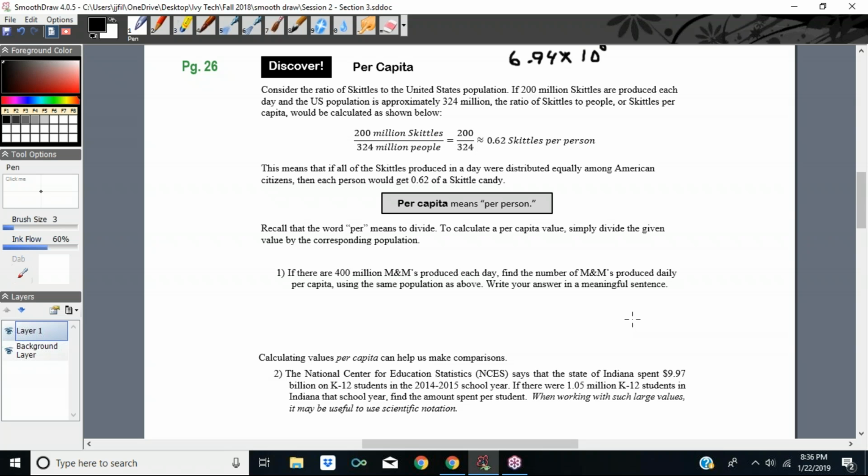Per capita is on page 26, so this is going to go a little bit faster. I'm just making you aware of that. This says consider the ratio of Skittles to the United States population. If 200 million Skittles are produced each day and the U.S. population is approximately 324 million, the ratio of Skittles to people, or Skittles per capita, would be calculated as shown below. So per capita means per person. Skittles per person, 200 divided by 324 would be 0.62 Skittles per person.